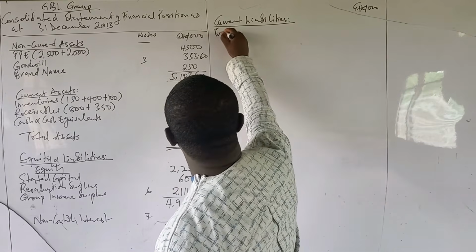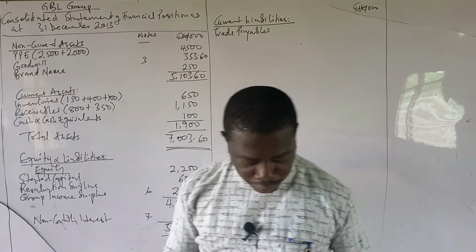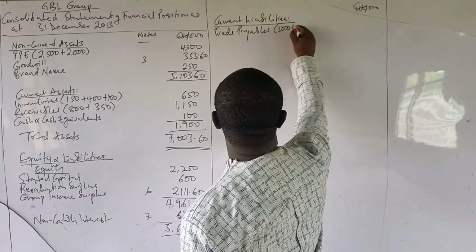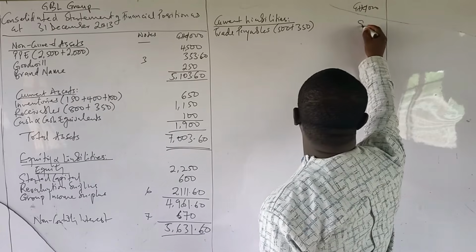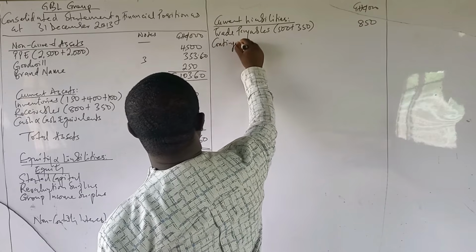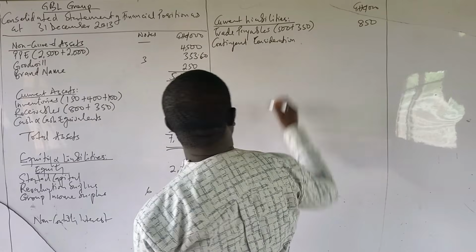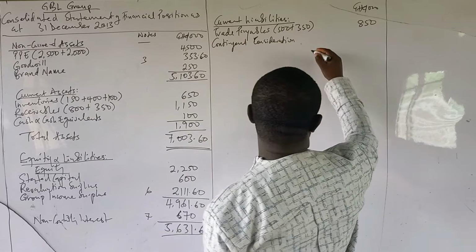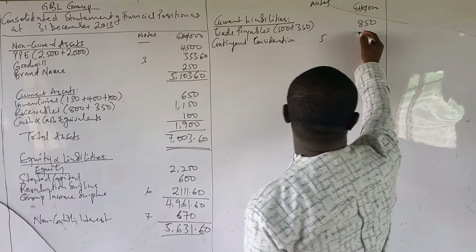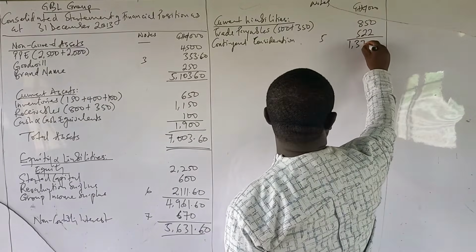So we begin with our trade payables. Per the question, there are trade payables. The trade payables for the parent is 500 and the subsidiary is 350. So we have 500 plus 350. And that gives us 850. And then we have the contingent consideration, which is a contingent liability. The contingent consideration is also coming from working 5. So let me put notes here. Note 5. And that is 522. So when we add the two, it's going to give us 1,372.